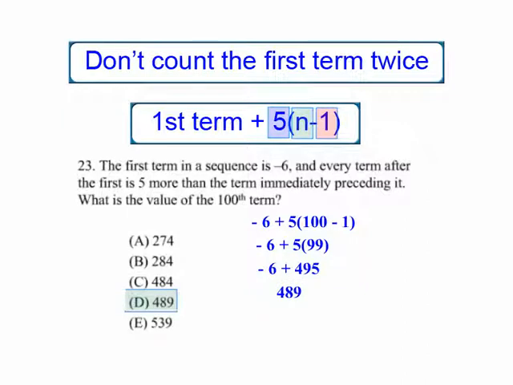The key to this type of sequence is to remember you've got to factor that first 1 out. So your equation is going to be the first term plus the number that you're adding times n minus 1, n being the total number of terms you're looking for.